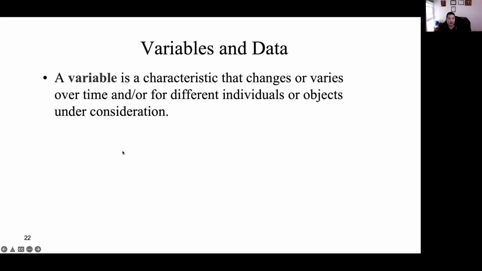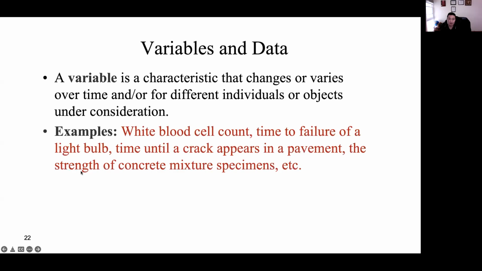Okay, new definitions. Variables. A variable is defined as a characteristic that changes or varies over time and/or for different individuals or objects under consideration. For example, white blood cell count, time to burn out a light bulb, how much time until a crack appears in a concrete pavement, the strength of the concrete mixture specimen, the crushing strength of the concrete block. So these are examples of variables.